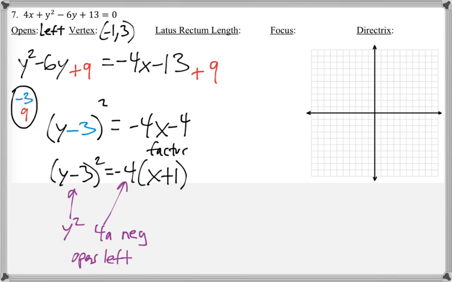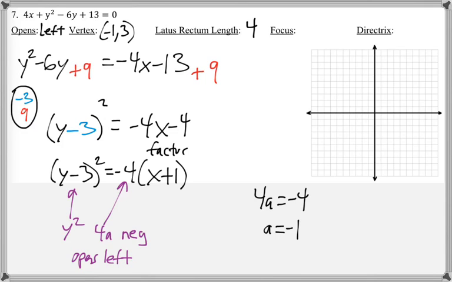And then my latus rectum length, 4a is equal to negative 4. And they want the absolute value of that, so that would be a positive 4. And then to get the focus and the directrix, we need to figure out what a is. So I'm going to divide both sides by 4 to get a is equal to negative 1.